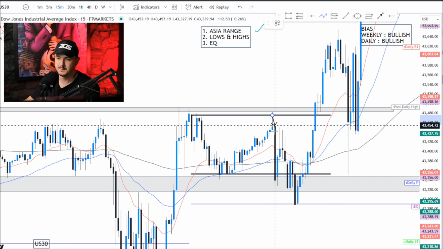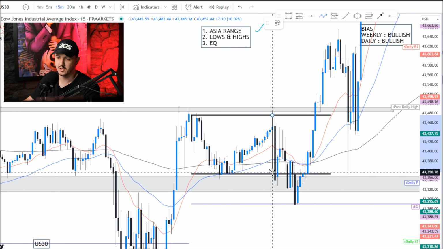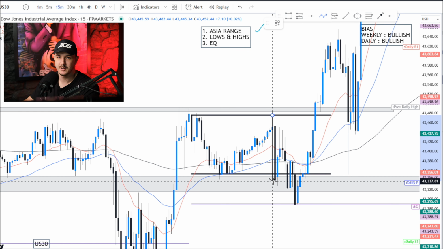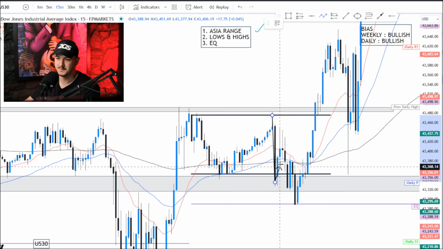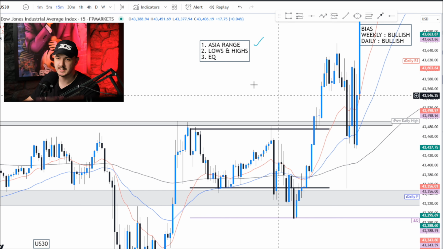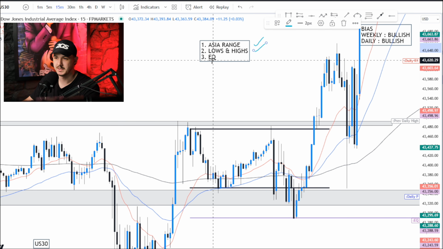So immediately after that, it dive bombs Asia lows and takes out Asia lows. There's the break, close underneath. We've now seen that low, and again it immediately goes right back into the range, again giving us that fake out. So what is that? Number 2 on the list, lows and highs being swept.